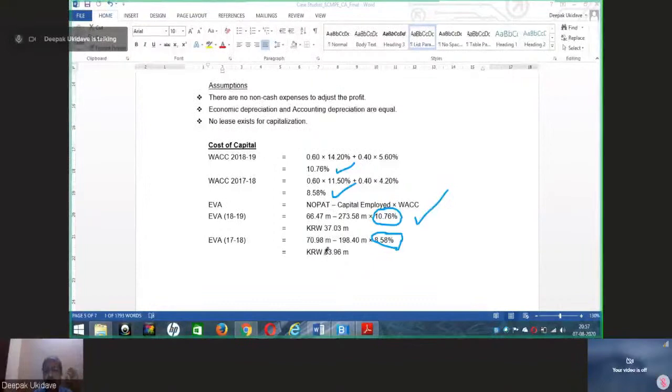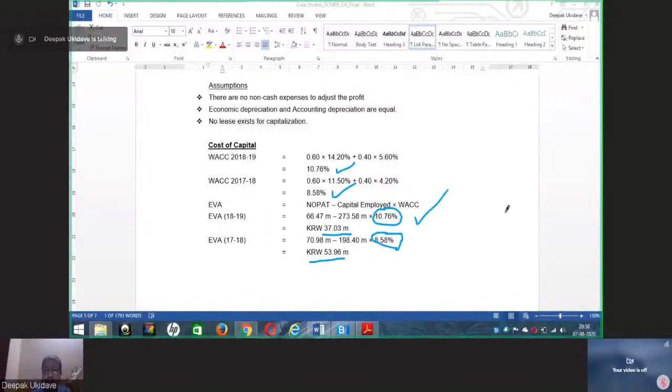Korean won 53.96 billion. It is a positive figure, of course, in both the years, but the difference is, last year it was 53.96 billion. It has drastically dropped down, reduced to 37.03 billion. So there is a reduction in EVA during the current year.